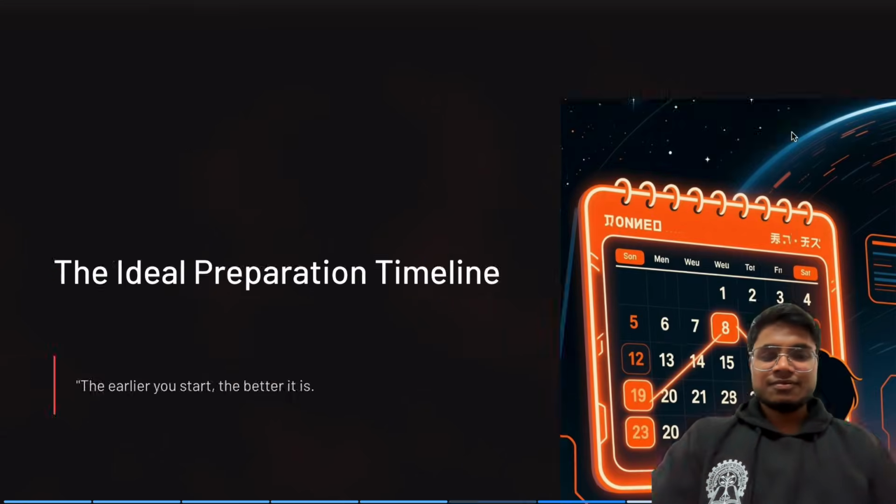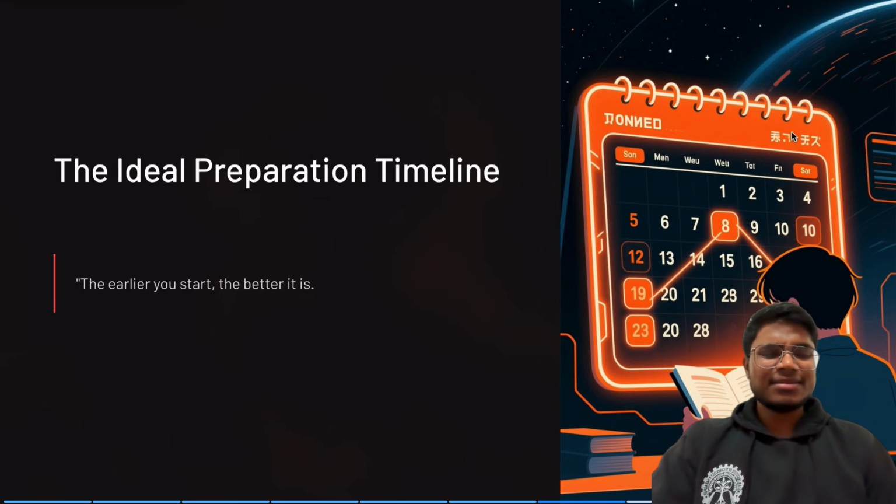Now let's move to the ideal preparation timeline. There is no fixed timeline for the preparation. Some people can prepare for the internship in two to three months, some people prepare for years. There is no hard timeline. It depends on you and your capability to handle the load, and how fast you can learn things. But I would say, at whatever stage you are, if you start earlier, then it is better. So for the timeline part, I would say that this is the key.